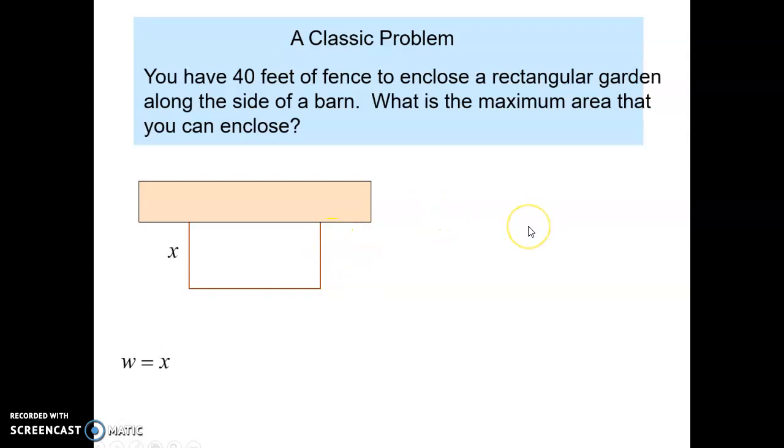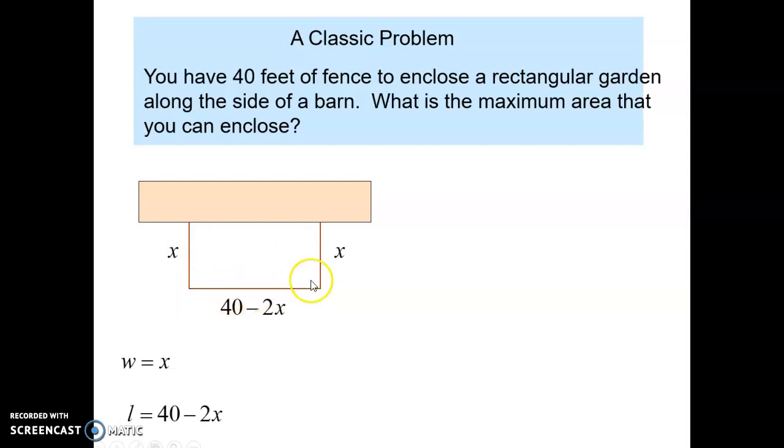If I call the width of the enclosed rectangular area, this rectangular garden, X, then I know this is also X because that would be the width of the rectangle. Now, if I have 40 feet of fencing, and this is an X amount and this is an X amount, then the length is going to be the 40 feet of fence I have minus the 2 width lengths, which are both equal to X.